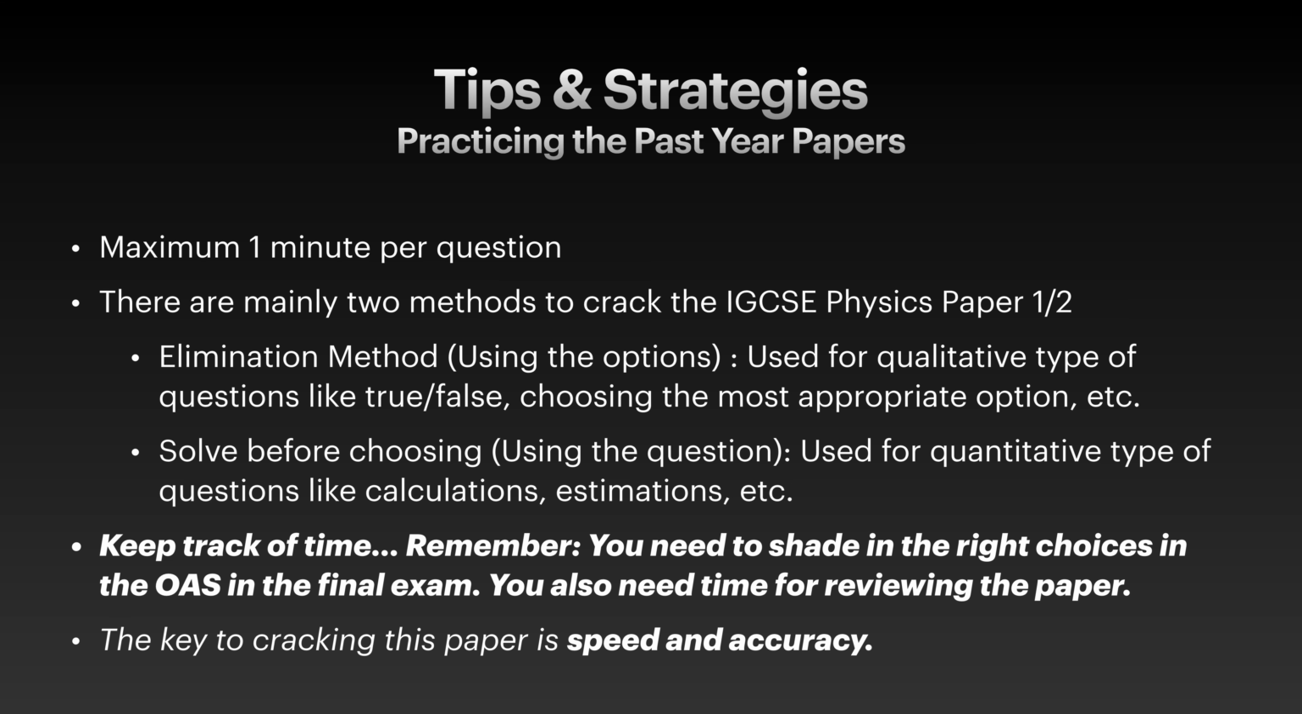Imagine you are given a question about calculating the speed of an object. The question tells you an object travels 200 meters in 25 seconds and asks for the speed. Using the solve before choosing method, you would immediately think of the formula speed equals distance divided by time. You would calculate 200 divided by 25, which gives you 8 meters per second. Now you look at the options, find 8 meters per second among them, and confidently select it. If you had looked at the options first and saw something like 800 meters per second as an option, you might have second guessed whether you need to multiply instead of divide.